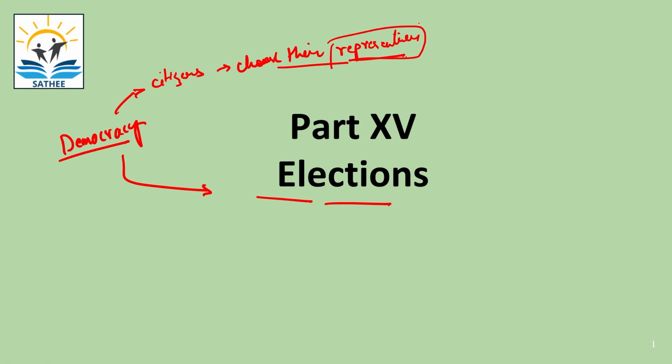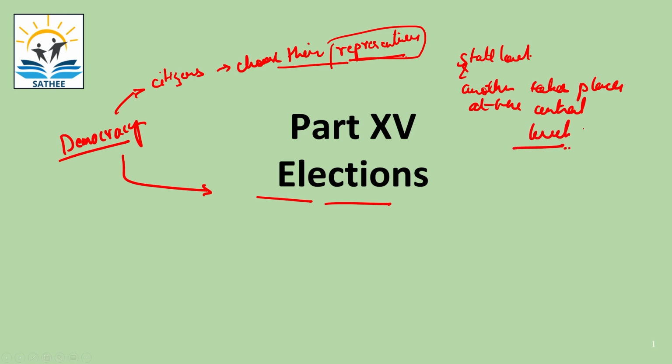Now there are two types of elections that take place. One takes place at the state level, and another takes place at the central level. Central level means when we're talking about the parliament as such, when we're talking about the union as such. As you know, there are two types of governments. If we take the example of the current situation, Narendra Modi ji is the Prime Minister of India. So he is taking the responsibility, the representation, at the central level, that is the union level.